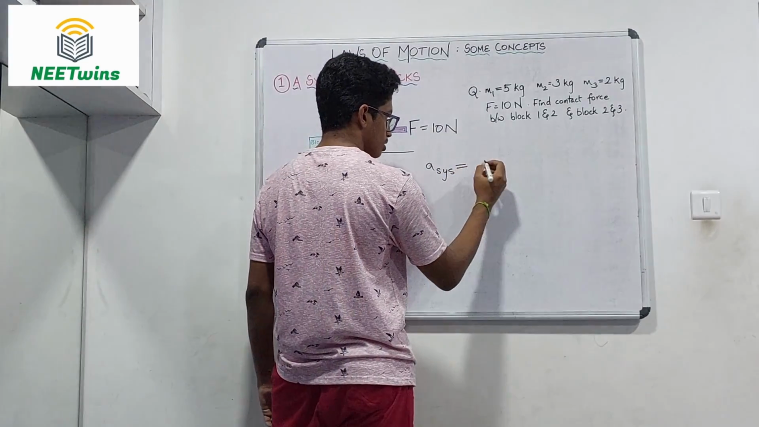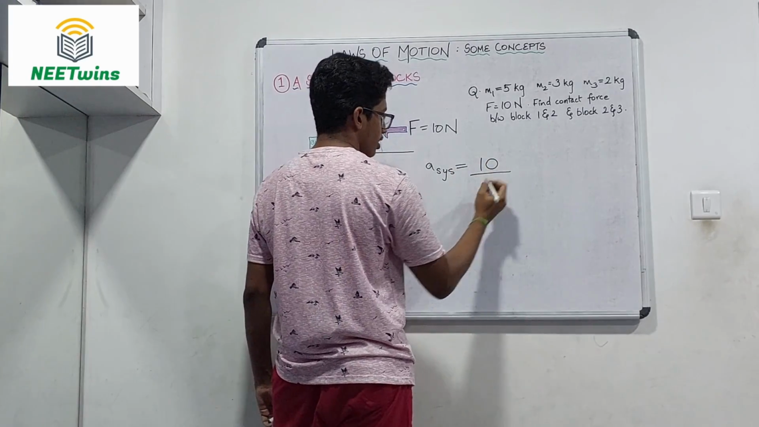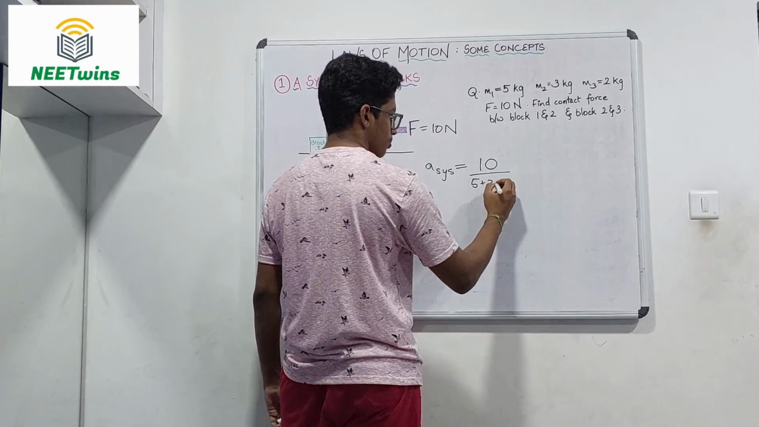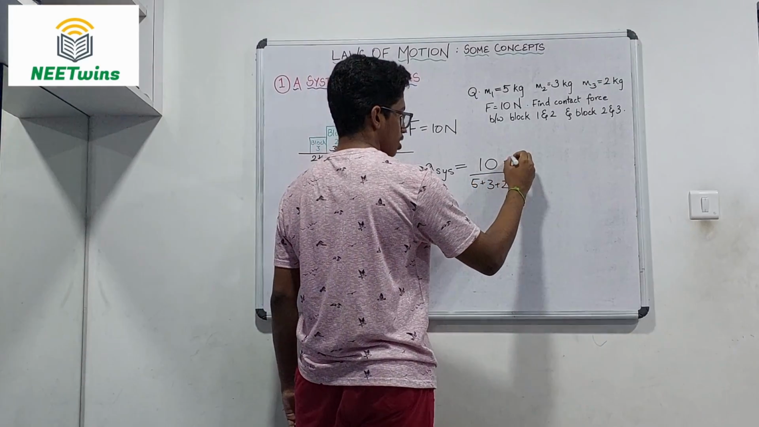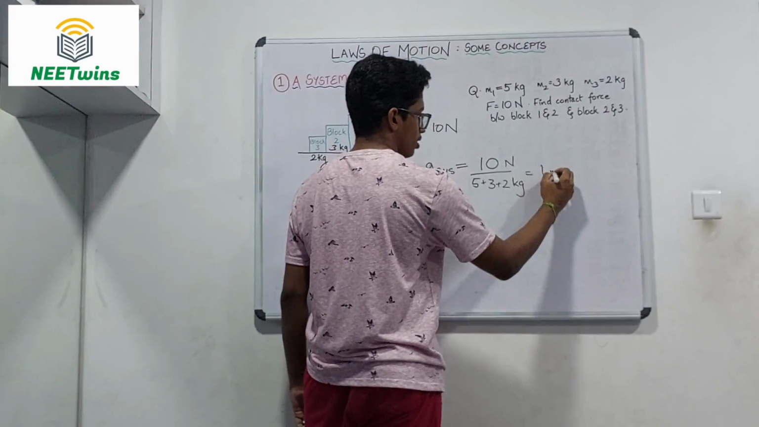The acceleration of the system in this case is equal to the force acting on the system, that is 10 newtons, divided by the mass of the system, which is 5 plus 3 plus 2 kg, which turns out to be 1 meter per second square.